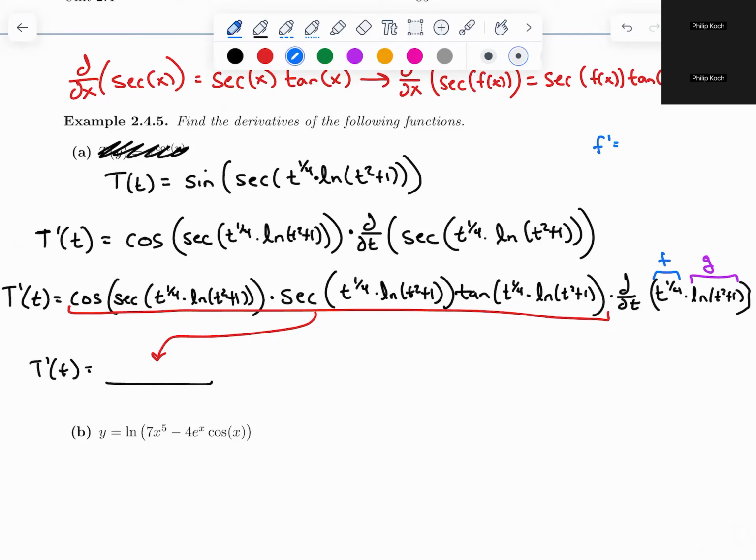F prime's derivative would be 1/4 t to the negative 3/4. And g prime is a chain rule. T to the 1/4 is fine. Doesn't require anything but a power rule. But g is a natural log function of another function. So the outer function is natural log. The inner function is t squared plus 1. Derivative of natural log is 1 over x, but it's not natural log of x, it's natural log of t squared plus 1. So it's going to be 1 over t squared plus 1 times 2t.